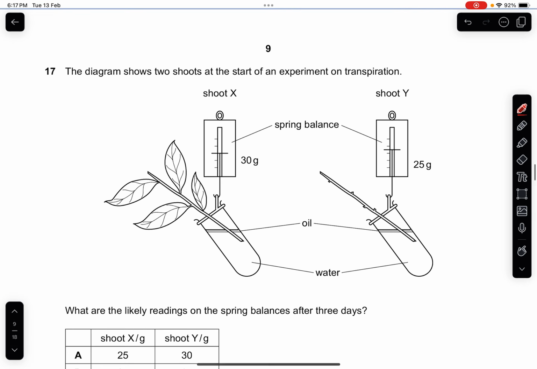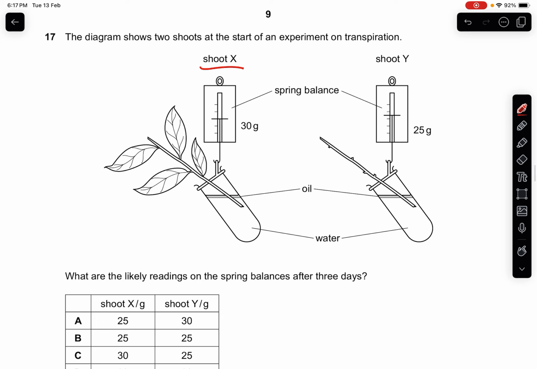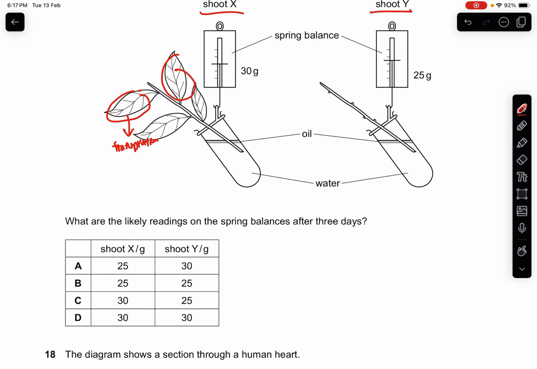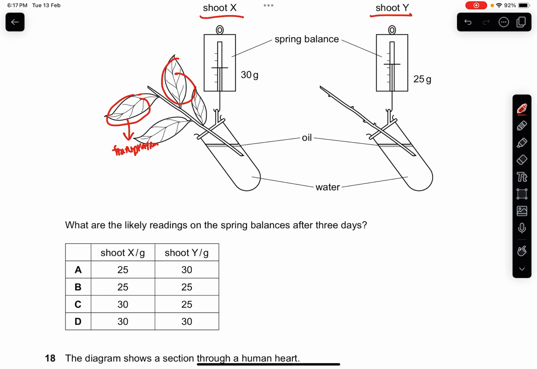Question 17. The diagram shows two shoots at the start of an experiment on transpiration. So there is shoot X, there is shoot Y. What are the likely readings on the spring balances after 3 days? You can see that there are leaves here, which can undergo transpiration, which is the loss of water vapor out of the stomata. So the correct answer is that in the end, the water level will decrease, therefore the mass on the spring balance will also decrease, and this one will remain the same because there will be no uptake of water since no leaves are present. So the answer is B.